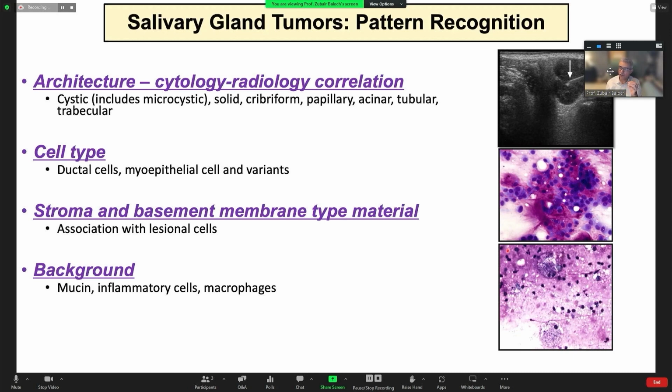So the architecture of a tumor really correlates with what I call a macro architecture on histology or cytology, and it correlates with what you are going to see on radiology. It causes the different patterns that you will see on cytology material. What is the cell type? Based upon morphology, we can only do so much. It cannot always be 100% because of the heterogeneous cell population, stroma, basement material, and background. So the bottom line is everything matters in a limited cellularity specimen.